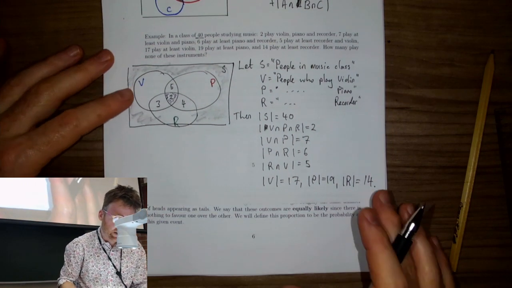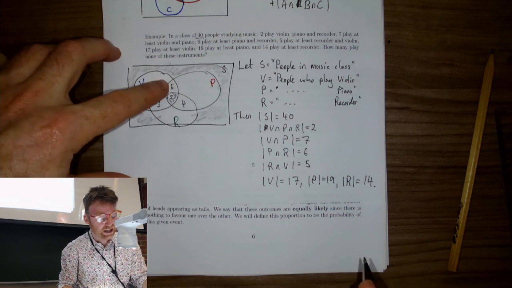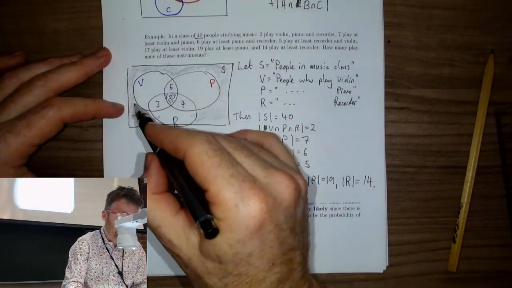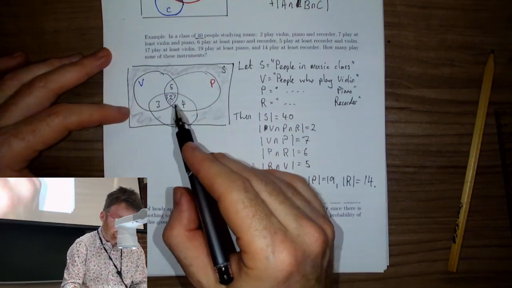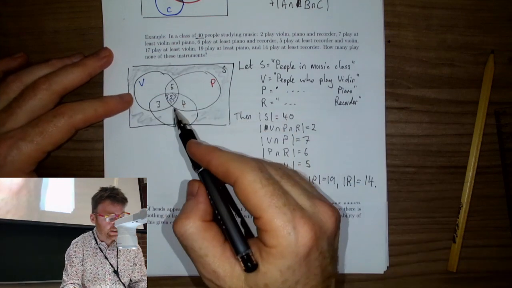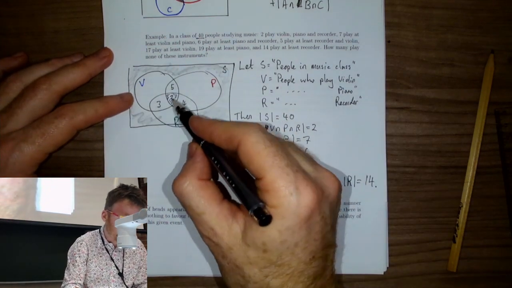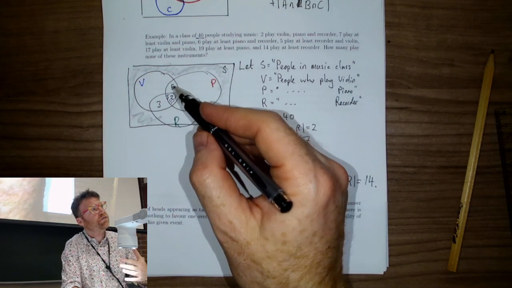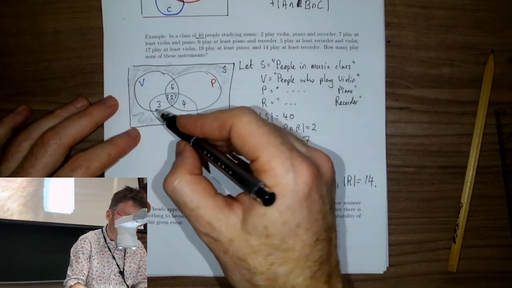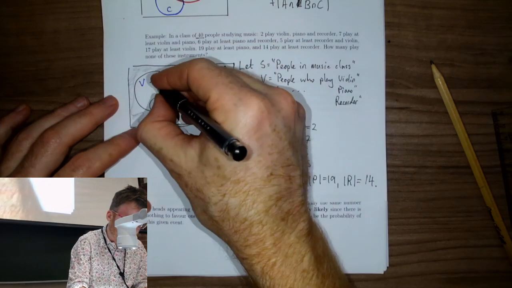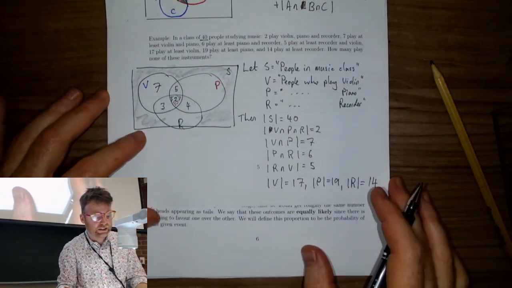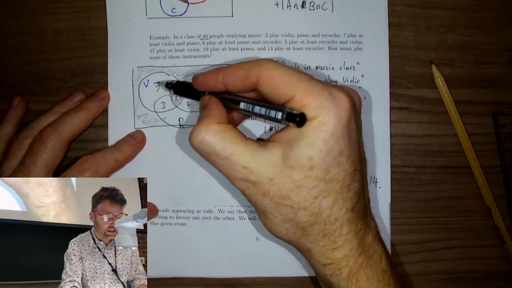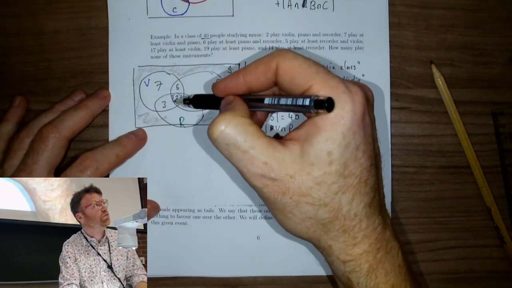Good. Now let's talk about the people who exclusively play the violin. Sorry, 17 people play violin, and 10 people of those 17 play extra instruments. So 5 plus 2 plus 3, which means 7 people are over here playing exclusively violin, making up 17 in total.